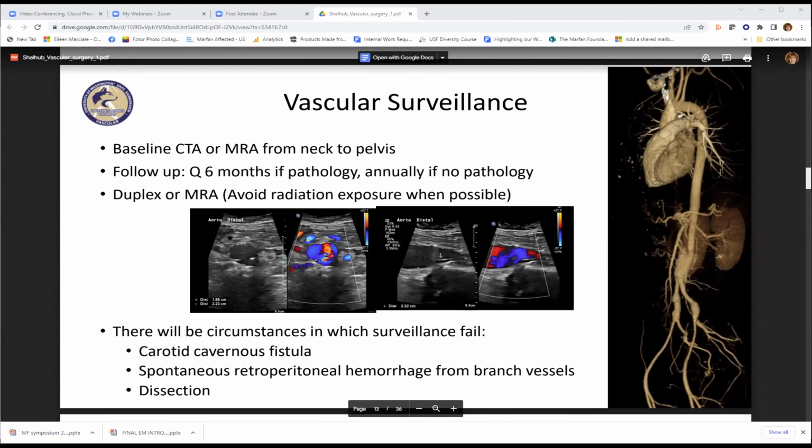Of course, there are circumstances in which surveillance fails. Those are people who have carotid cavernous fistulas or spontaneous hemorrhages from branch vessels or dissections. These are instances in which we can't predict them based on imaging yet. So those are things that surveillance will not predict, but surveillance will show us aneurysms and will show us growth of aneurysms over time.